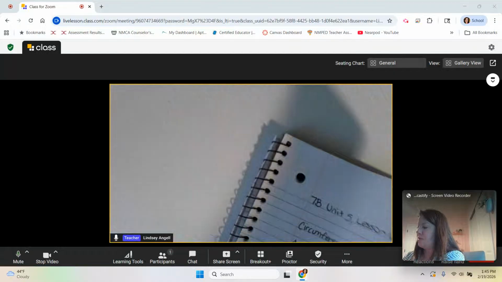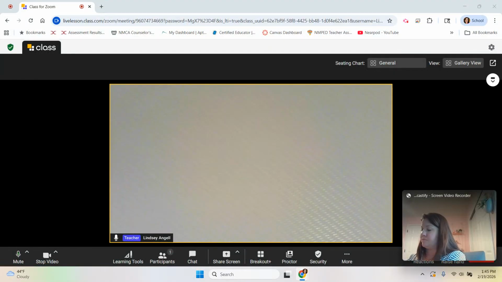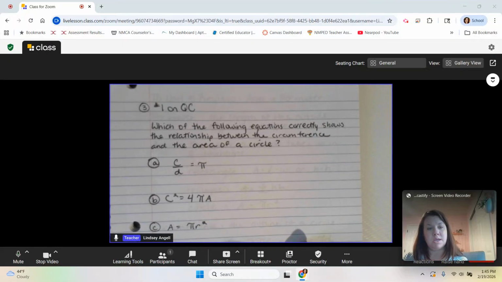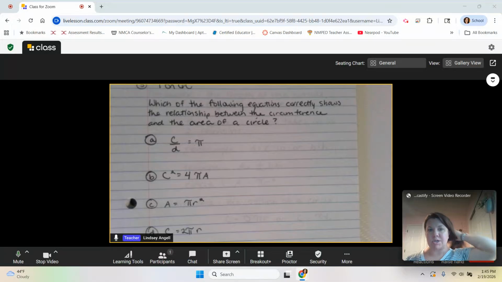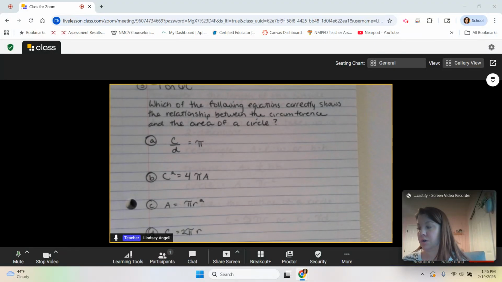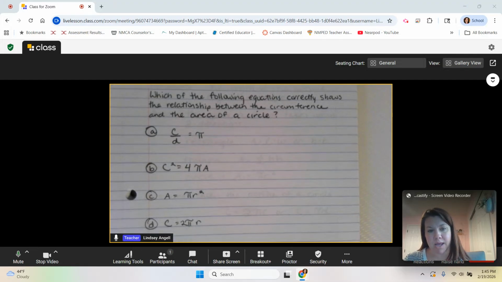Okay, one more example. This is number 1 on your quick check. Which of the following equations correctly shows the relationship between the circumference and the area of a circle? So this one, when I look at it, I'm just using process of elimination. You're given this formula and this relationship in your lesson, so feel free to go through and find it. But we're also given 3 other formulas that we already know what they signify.